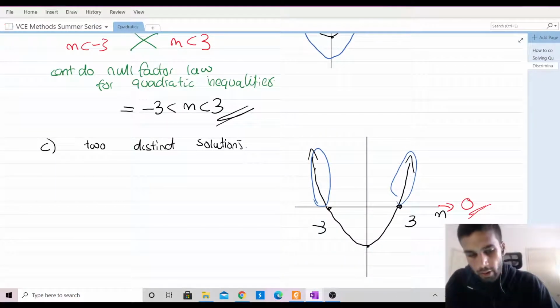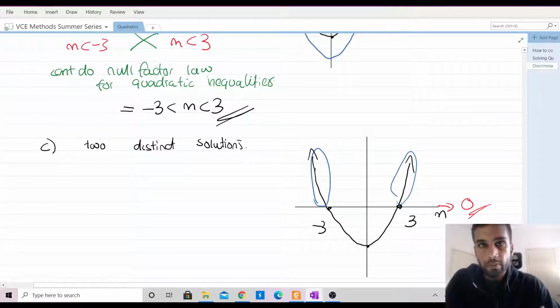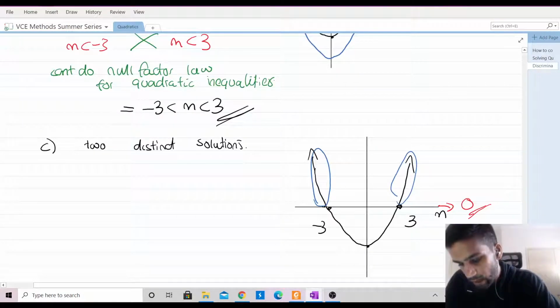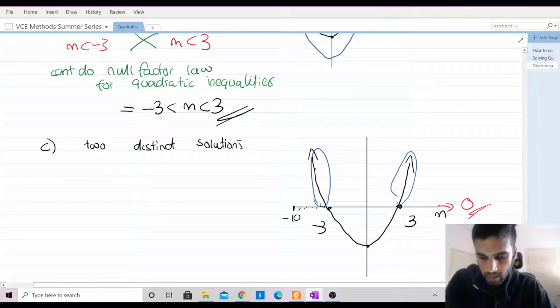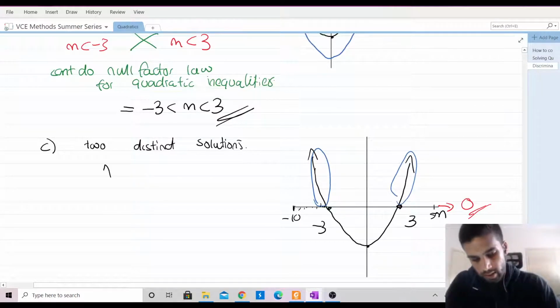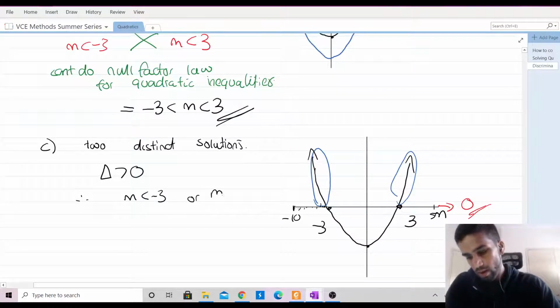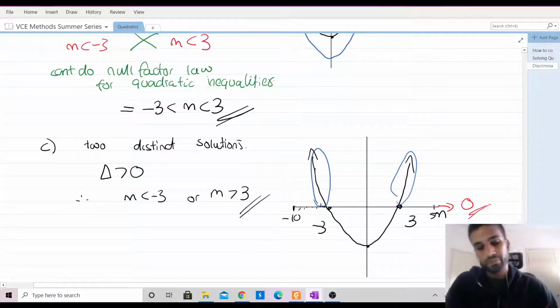So what are the m values for that occurs when that occurs? The m values that occurs is any m value that's less than negative 3, for example negative 10, and any m value that's greater than 3, for example positive 5. So the answer, when is the discriminant greater than 0? Our answer is when m is less than negative 3 or m is greater than 3.